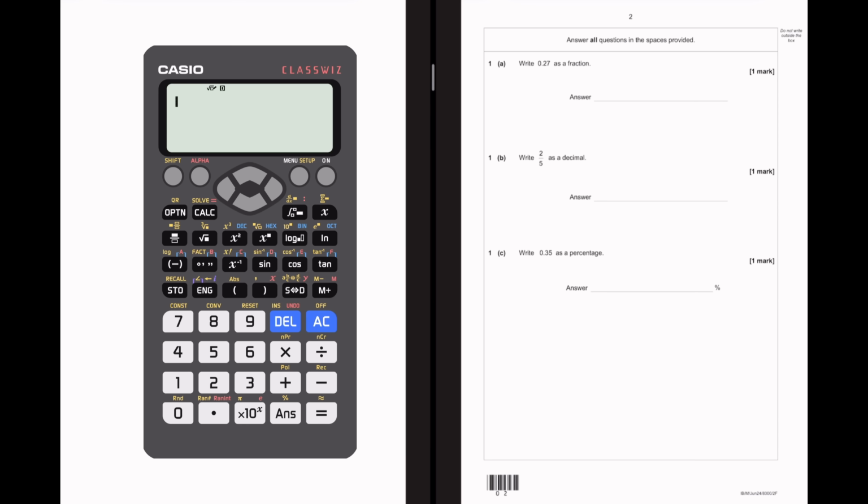Let's take a look. Question 1 says write 0.27 as a fraction. So we can do this using the calculator. If we type 0.27 into the calculator, we get 27 out of 100.